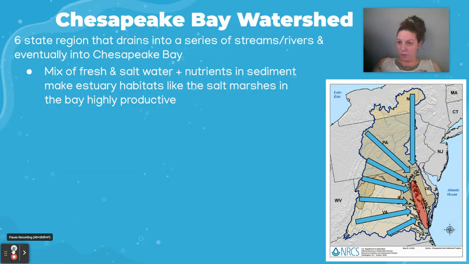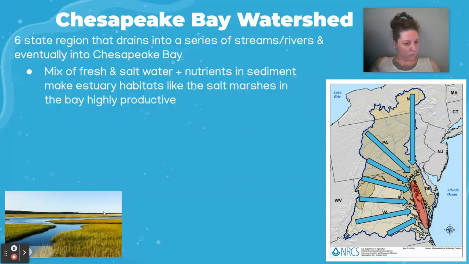So just to recap, to remember that the Chesapeake Bay, it's going to be a mix of fresh and salt water, so it's going to be an estuary. So between that mix of the fresh and salt water and all the nutrients that are in those sediments there, the salt marshes that are shown in this picture here, so you've got your grasses, you've got your water, these are going to be highly productive ecosystems.